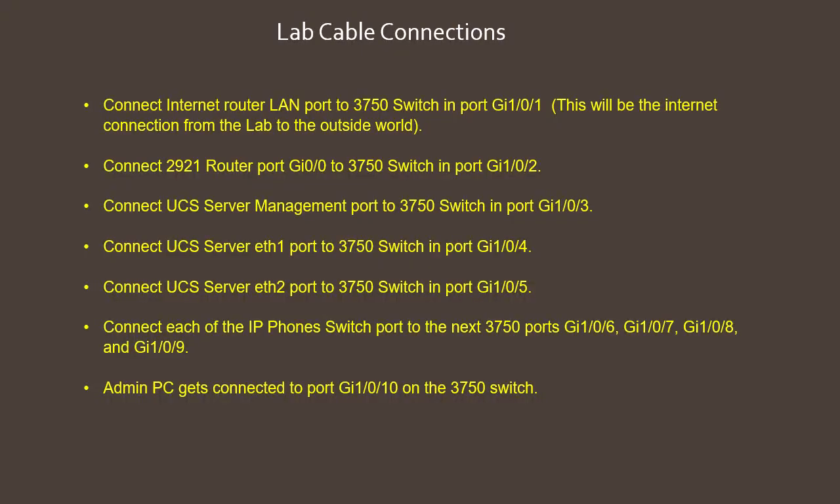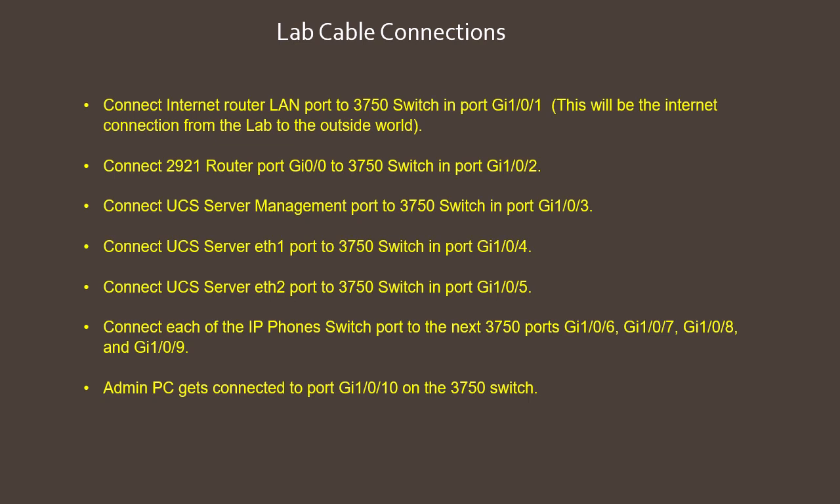Now the first thing you're going to want to do before getting into the configuration is to connect all the equipment together, and I've put a brief summary on this screen now for the initial configurations and how you're going to connect the machines together. So you're going to connect the internet LAN router to port 101 on the switch. We're going to connect the 2921 router from port gigabit 00 to port 102 on the switch.